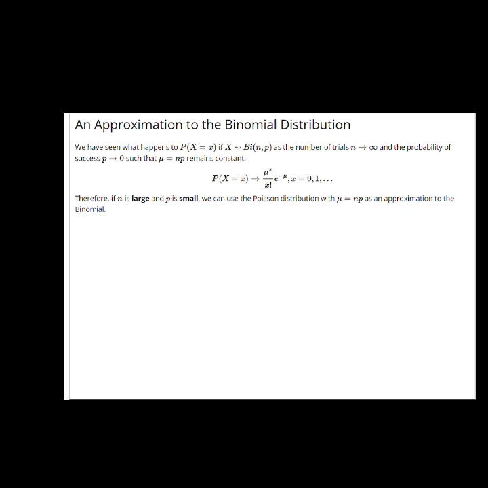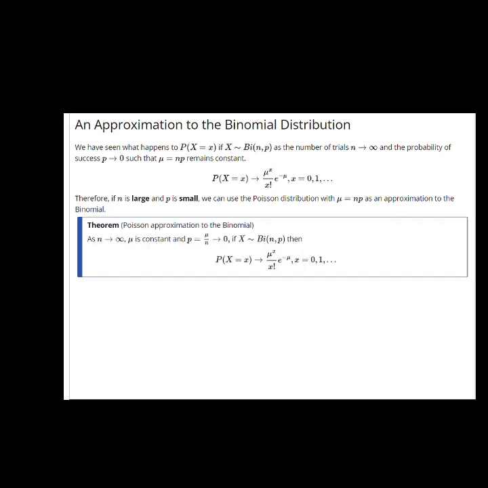This will avoid the sometimes difficult calculations for the binomial of n choose x, when n and x are both large. Once again, the theorem states that as n goes to infinity and mu remains constant, p equals mu over n, and if x is a binomial with parameters n and p, then the probability function for the binomial converges to that of the Poisson, mu to the x, e to the minus mu over x factorial.